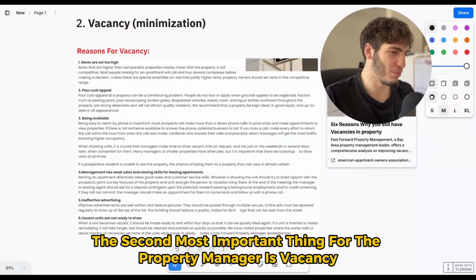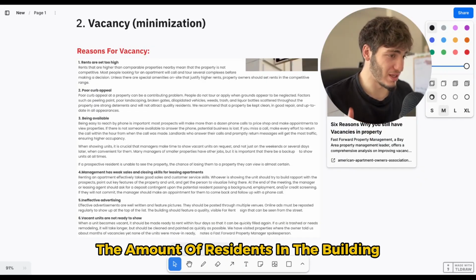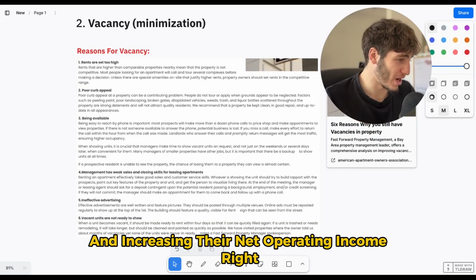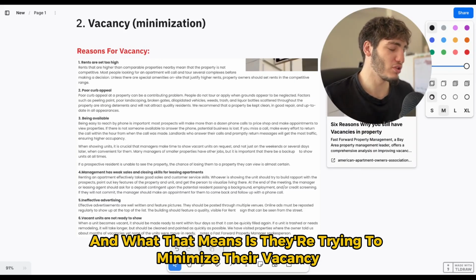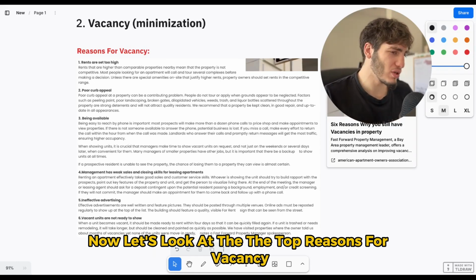All right, the second most important thing for the property manager is vacancy. What they're trying to do is increase the amount of residents in the building so that they're making more income and increasing their net operating income, right? And what that means is they're trying to minimize their vacancy, so trying to get more people into the facility. Now, let's look at the top reasons for vacancy.